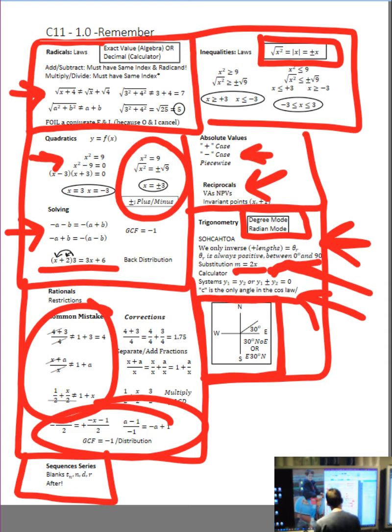Okay, great. So methods: things to do, remembers, things to remember when doing your methods.